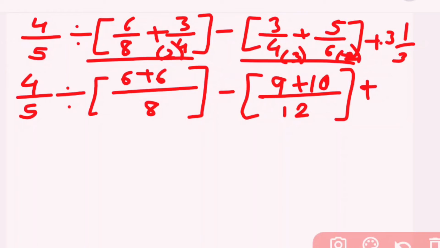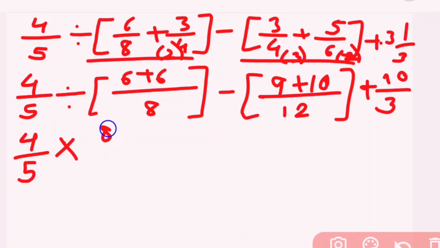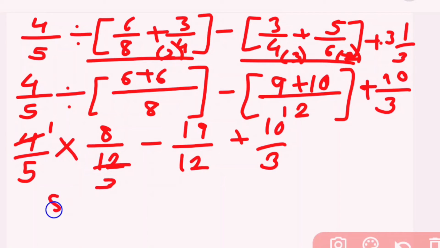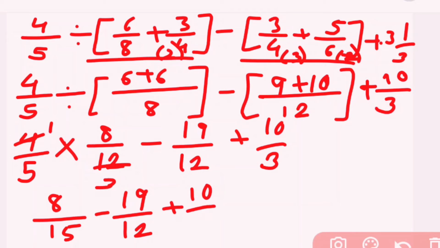Here 3 into 3 is 9 plus 1 is 10, so 10 by 3. Now 4 by 5, here 12 by 8. So we take the reciprocal, 8 by 12, minus 9 plus 10 is 19 by 12, plus 10 by 3. So here 4 1s are 4, 4 3s are 12.